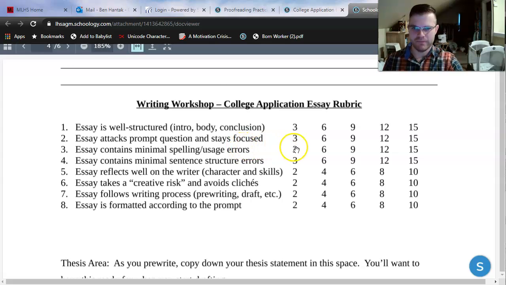So that's the main thing I'm focusing on as I grade this essay. I will mark up other grammatical errors, even the ones we haven't covered yet, but I'm not grading as heavily for those yet. Number 4, essay contains minimal sentence structure errors.